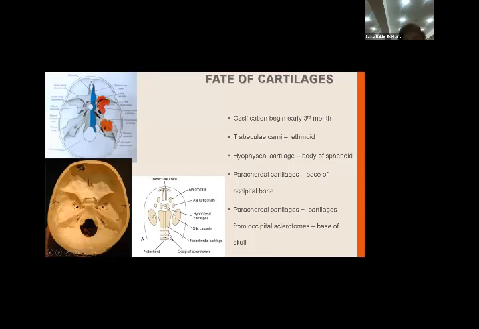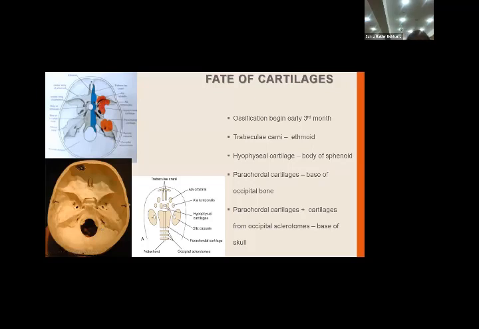In other words, the parachordal cartilages plus the cartilages that develop from occipital sclerotome, all these cartilages make up this part, the occipital bone, which includes the base of the occipital bone and the squamous part of the occipital bone. So the base of the skull is formed from parachordal cartilages plus occipital sclerotomes.